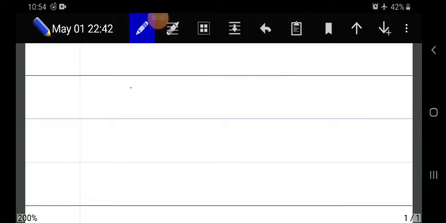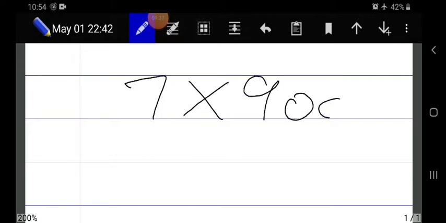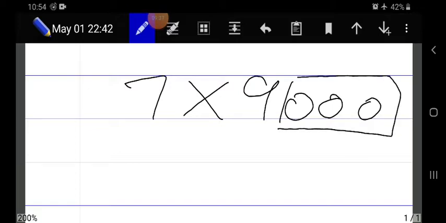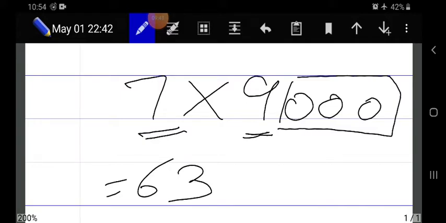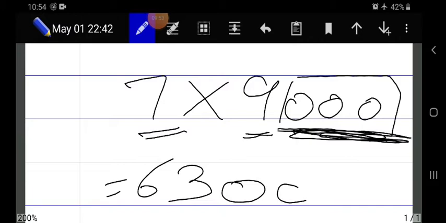Suppose one more example: you have to multiply 7 with 9,000. So for this, what we are going to do is forget these 3 zeros. Now multiply 7 with 9. 7 nines are 63, and the 3 zeros are here. Just recall them again and put them at the back. So this is how we are going to do this kind of calculation.